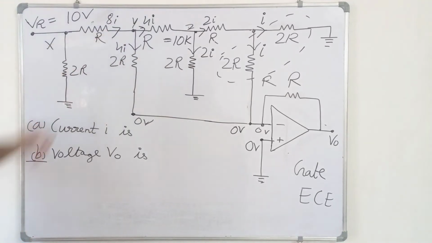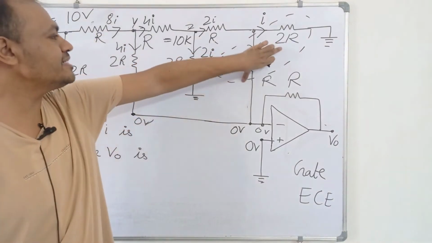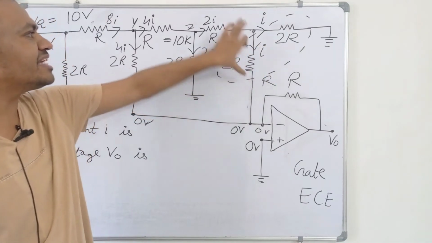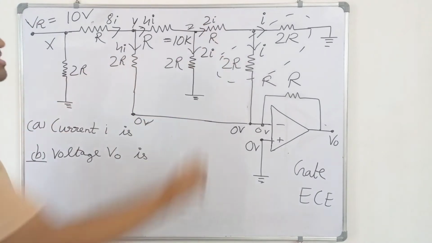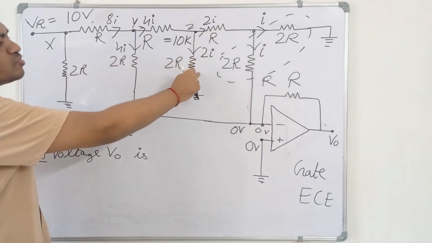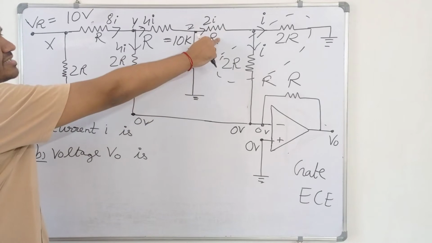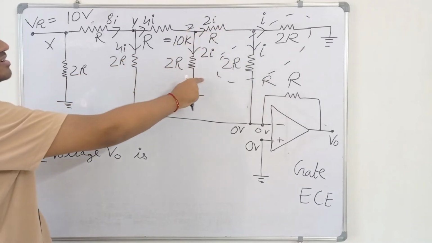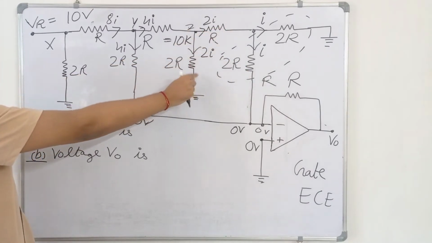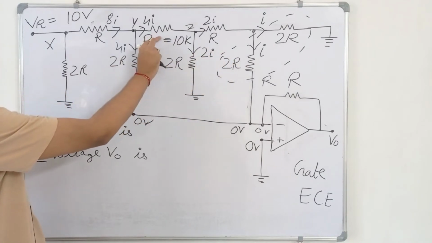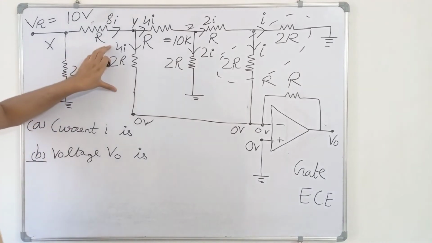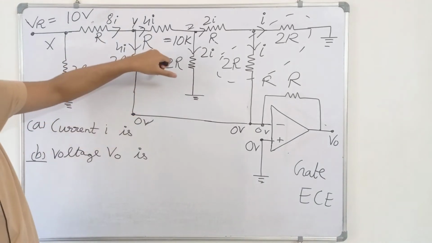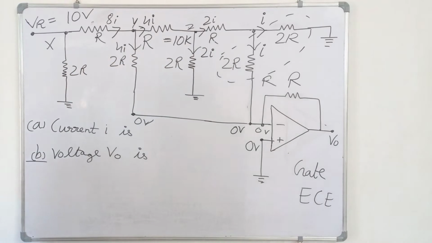Because this 2R and this 2R equivalent become R, then this R and R connected in series become 2R. Then this 2R connected to ground and this 2R connected to ground, they are connected in parallel, so the total becomes R. Then this equivalent R and this R, the total becomes 2R. They are connected in series, so this 2R is connected to ground and this 2R is connected to 0 volt. So the same current will flow. So 4I, total 8I.